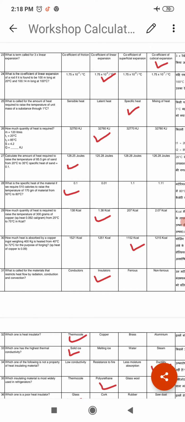What is the coefficient of linear expansion if a rod is found to be 100 meter long at 20 degree centigrade and 100.14 m long at 100 degrees centigrade? It's 1.75 into 10 raised to minus 5 per degree Celsius. What is called the amount of heat required to raise the temperature of unit mass of substance through 1 degree Celsius? Specific heat.